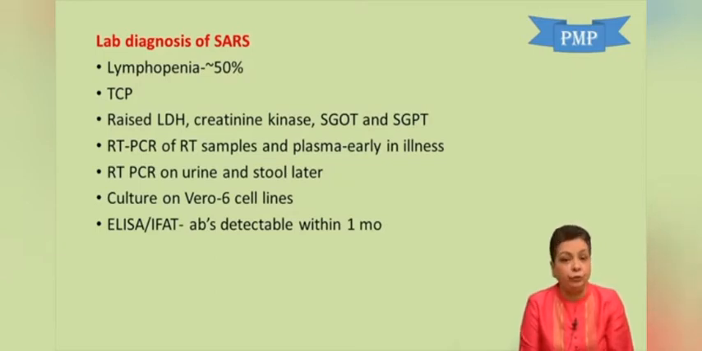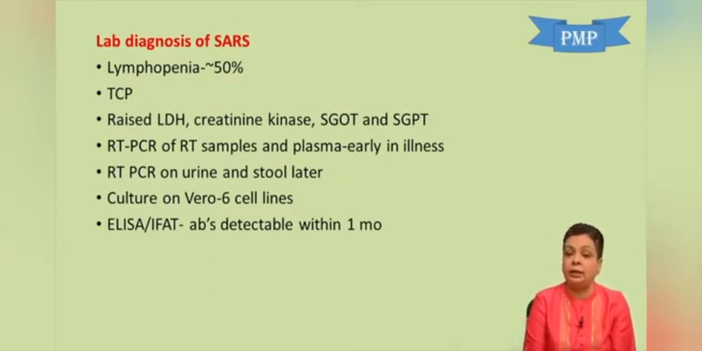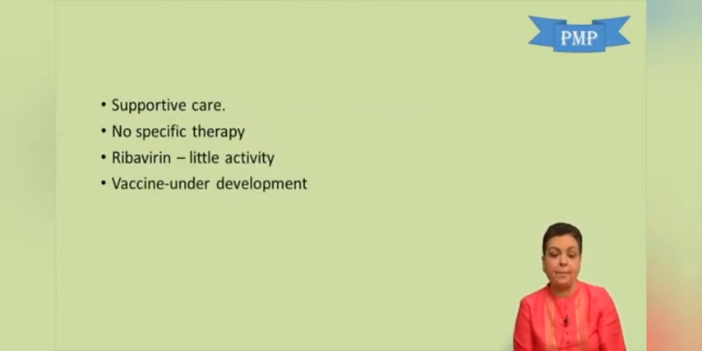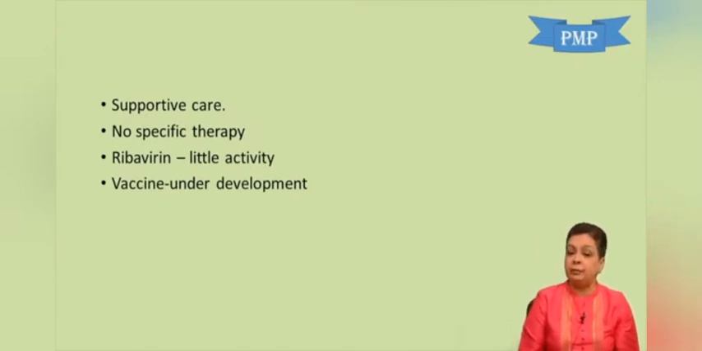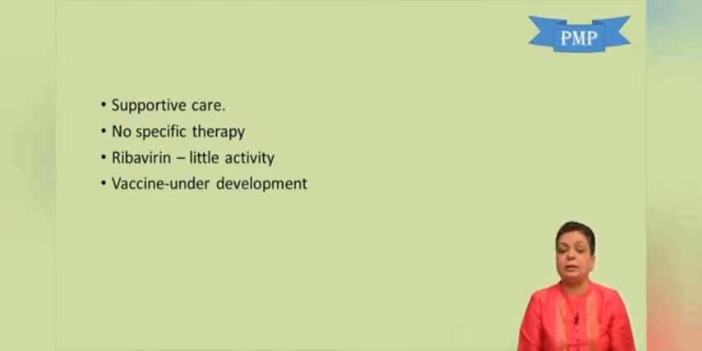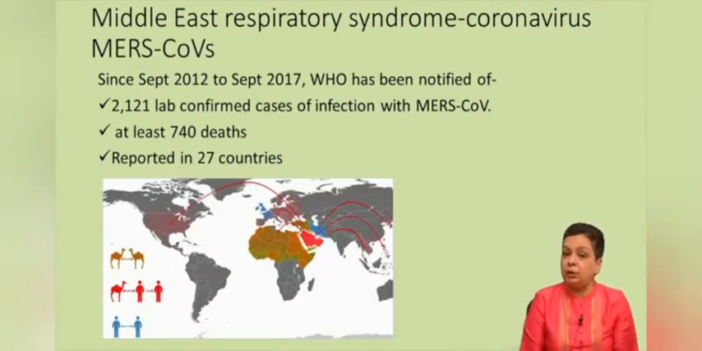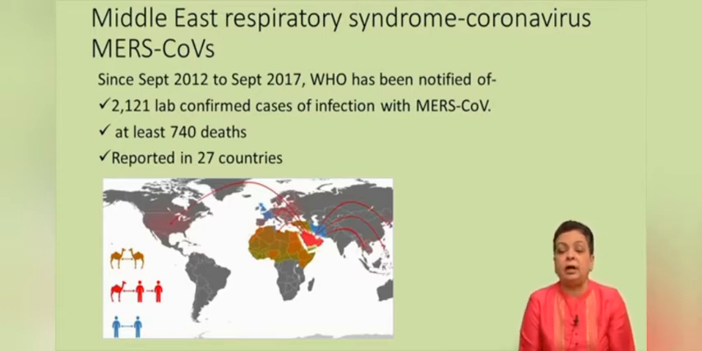We can culture it on Vero cell lines. ELISA and indirect fluorescent antibody testing can be used to detect antibodies, which appear after 1 month. No specific therapy is known. Supportive care is done. Ribavirin has least effectivity. Vaccine is under development.